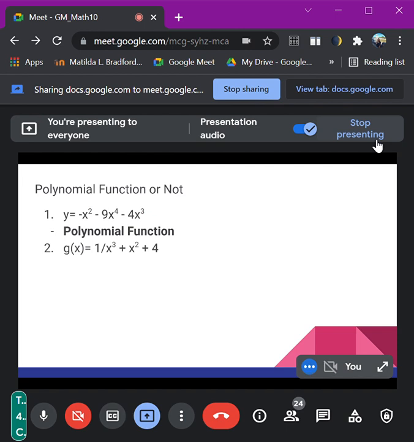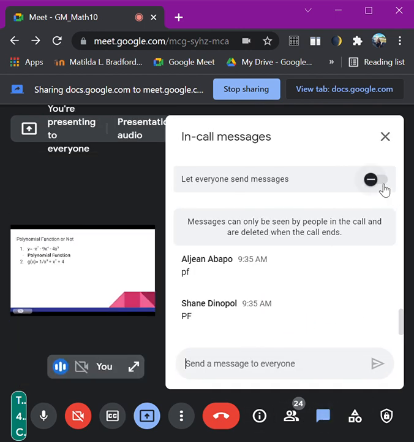Okay. So, may choices, no? So, dili ta makakuan og second nga. Okay. Pero sige. PF ang answer ni Aureliano. How about the others? You can put your answer sa chat.